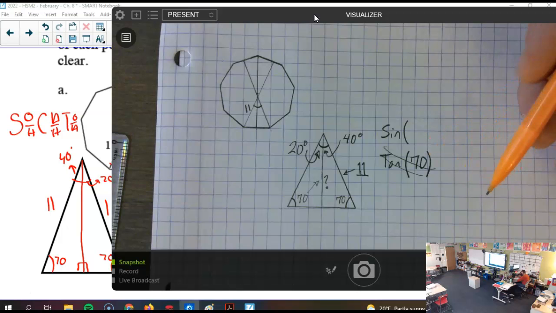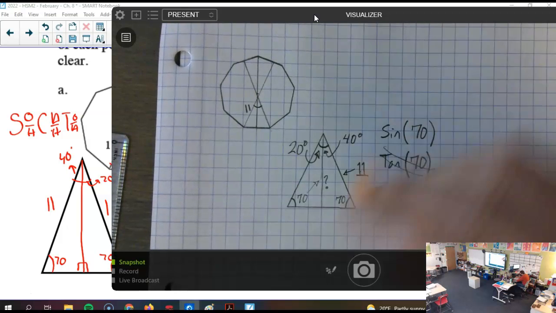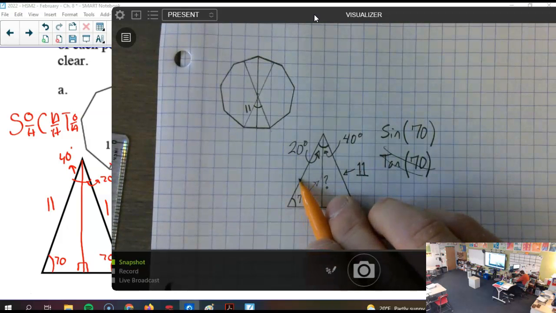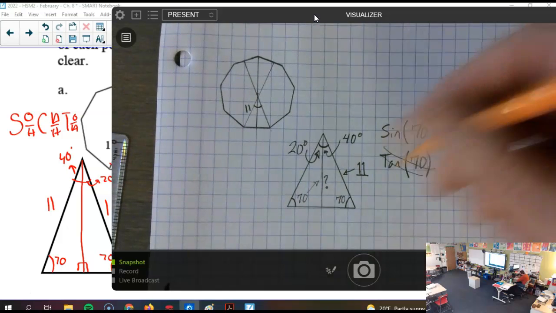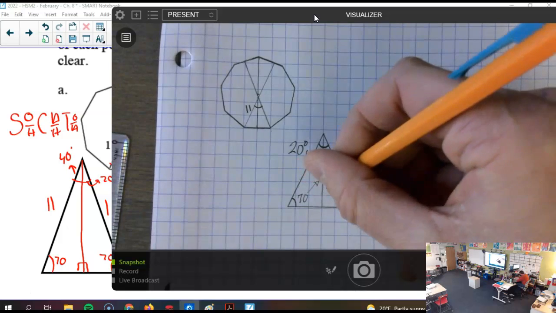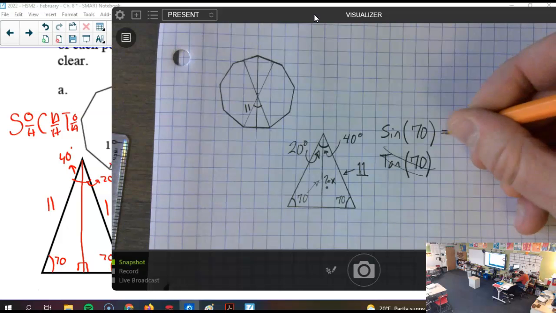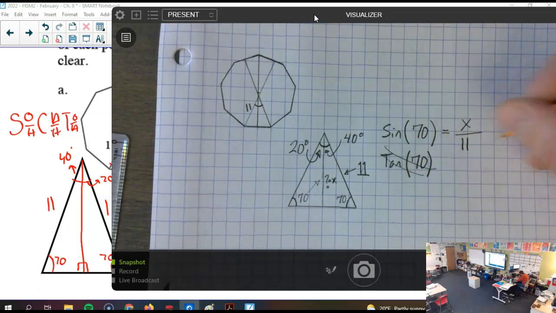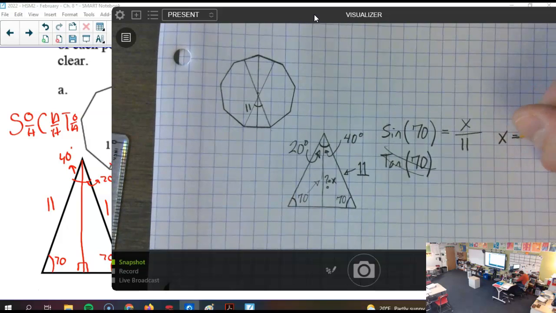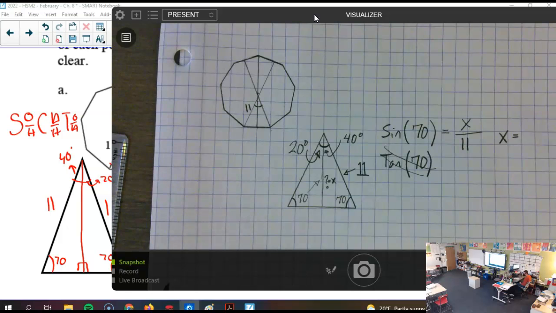So, mistakes are how we get to the right answer. It would be sine of 70 equals x over 11. Okay, sine of 70 equals opposite over hypotenuse, so x over 11. I'm going to keep a good labeling. X equals 11 times sine of 70 degrees. That's what I just said. And I'm just going to leave it at that because I don't want to do an approximation.